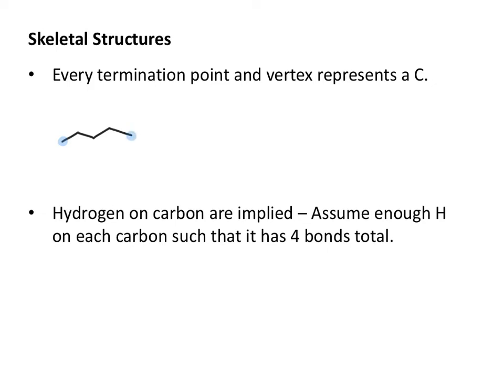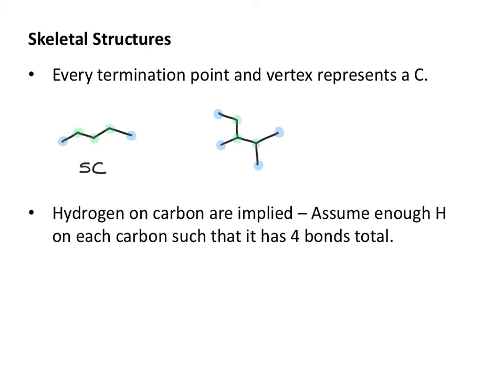And then every vertex or bend in the chain also represents a carbon. There's one here, here, and here. So this is a 5-carbon chain. Even if you have branch points, something like this, every place where a chain ends represents a carbon. And then every vertex represents a carbon.